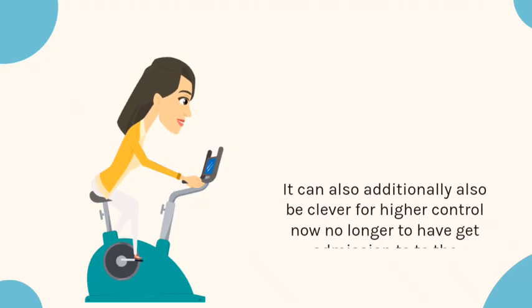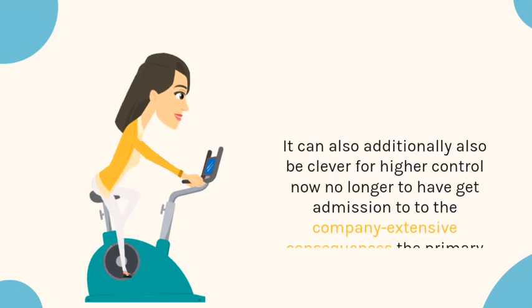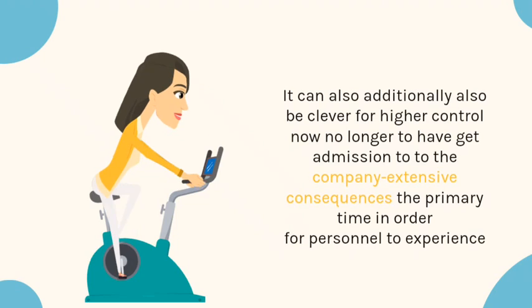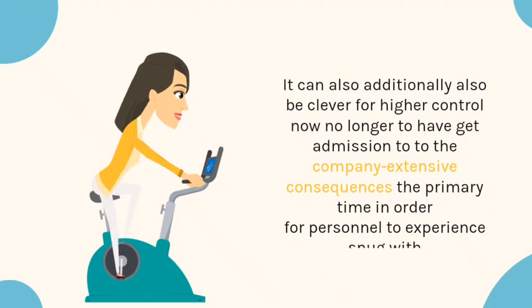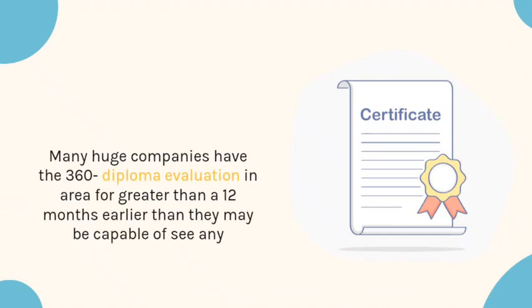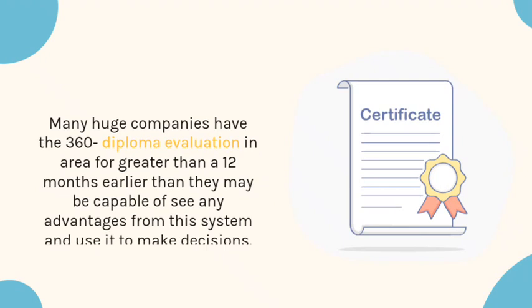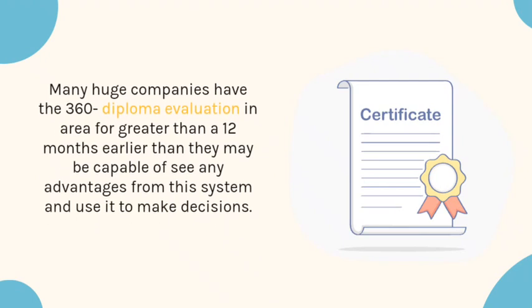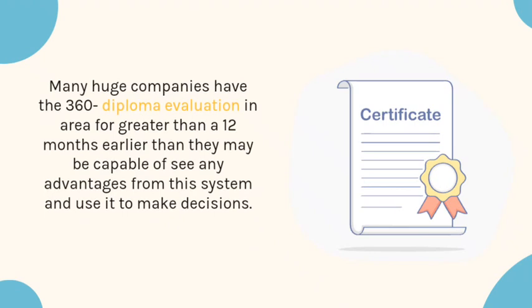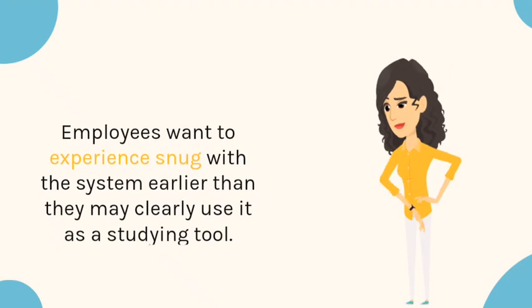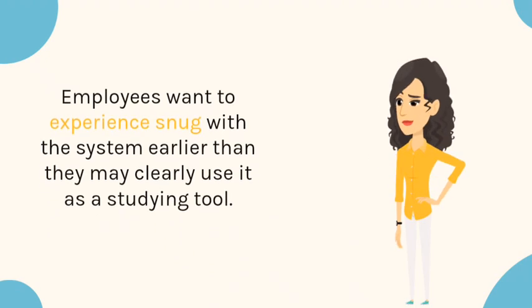It may also be wise for higher management not to have access to the company wide results the first time in order for personnel to feel comfortable with. Many large companies have a 360-degree evaluation in place for more than 12 months before they are able to see any benefits from this system and use it to make decisions. Employees need to feel comfortable with the system before they will actually use it as a learning tool.